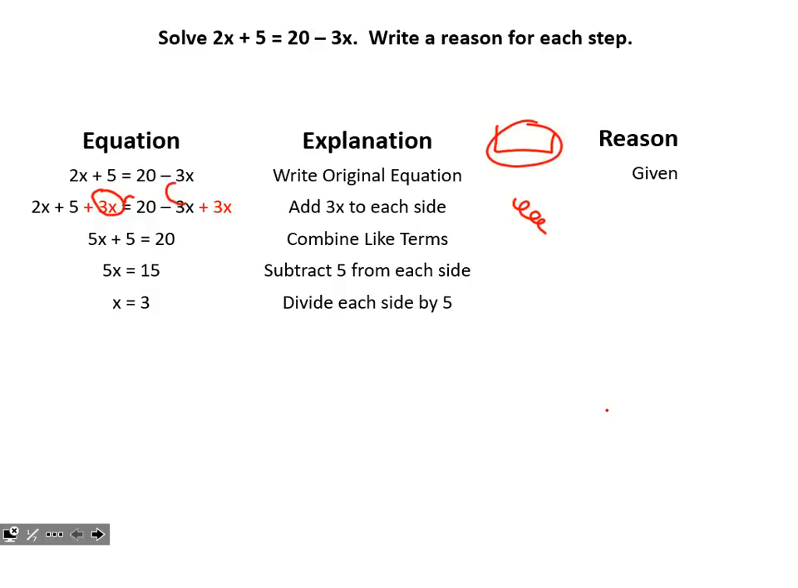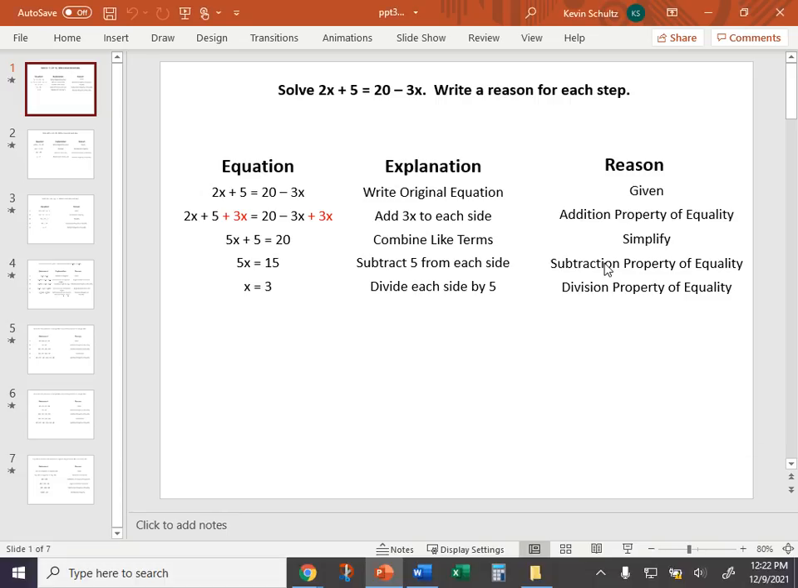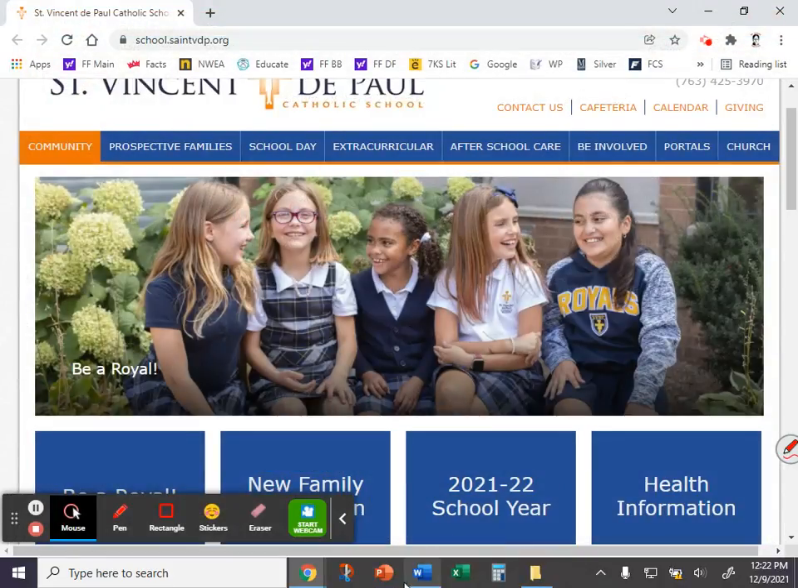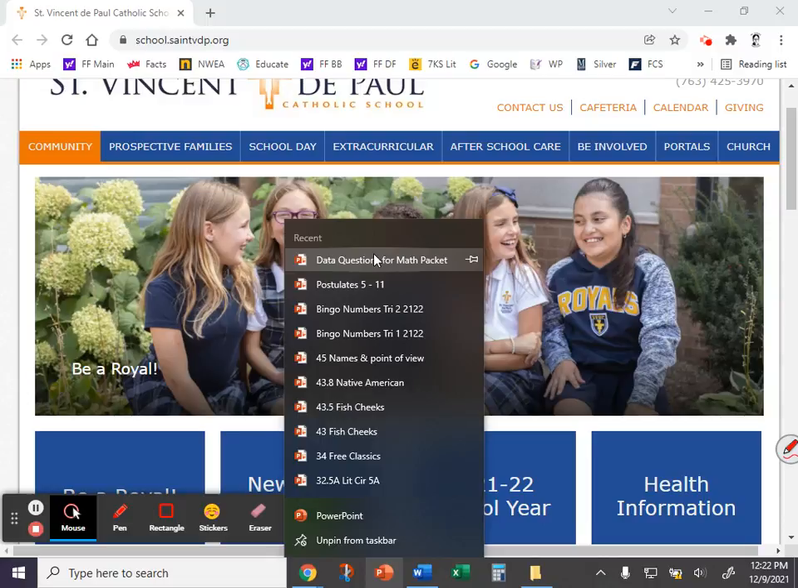Hold on. We're gonna try. Oh, this is bad. Oh, there we go. Okay, hold on. We're gonna close this. Not save anything because that was horrible. We're gonna reopen it.